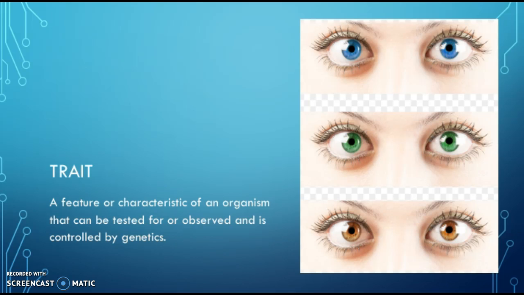Trait. A feature or characteristic of an organism that can be tested for or observed and is controlled by genetics. The picture on the right indicates the trait of eye color.